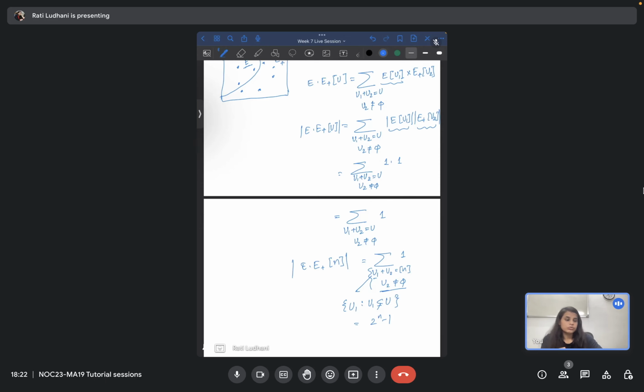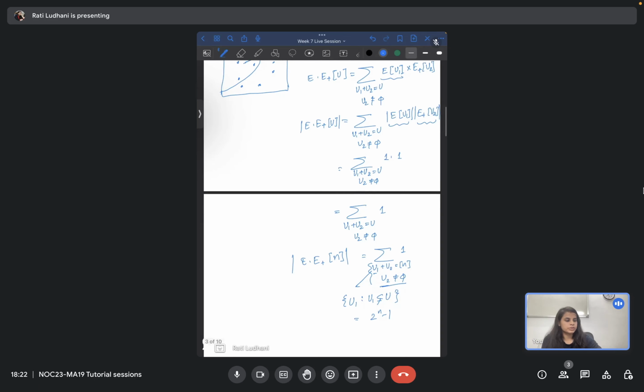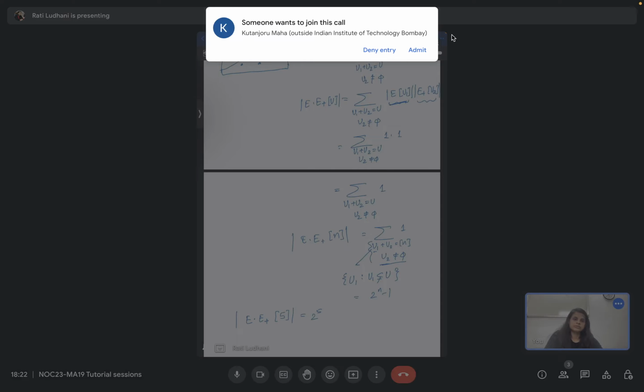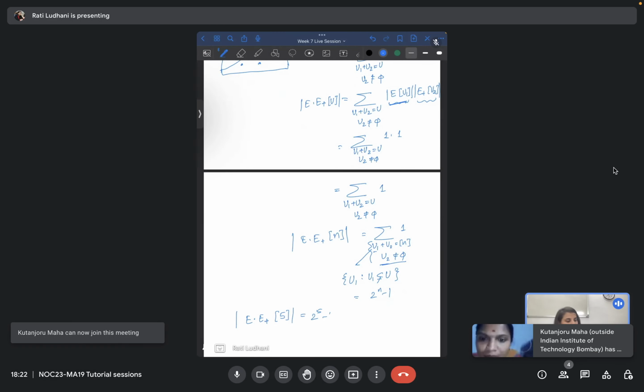Note that if you take U1 to be empty, then U2 will be full, cardinality n, and that is okay, because for the first operation we are just applying E, and E of phi is still a singleton set, so that is okay. So this will be just 2 raised to power n minus 1. In our question we have been asked to calculate this value for 5. So you will get 2 raised to power 5 minus 1, that is exactly 31.